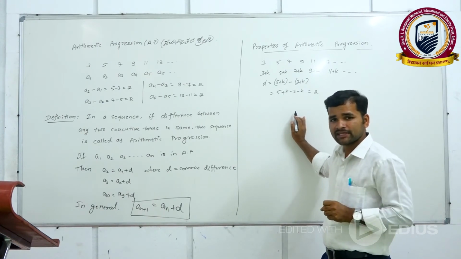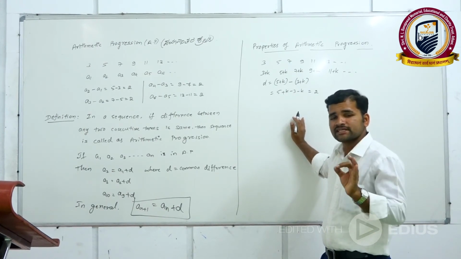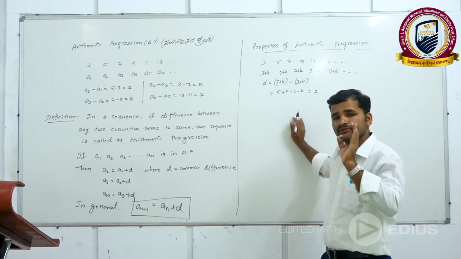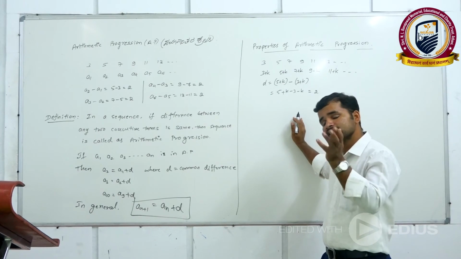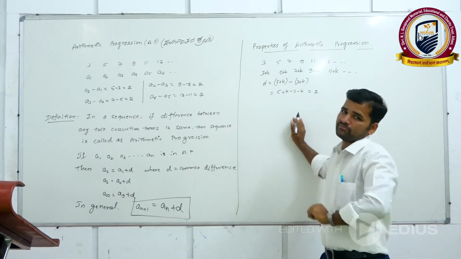If a constant is added to each term of a sequence, meaning each term of an AP, then the resulting sequence will be an AP.